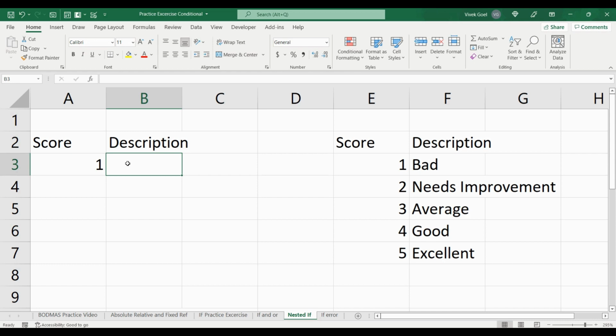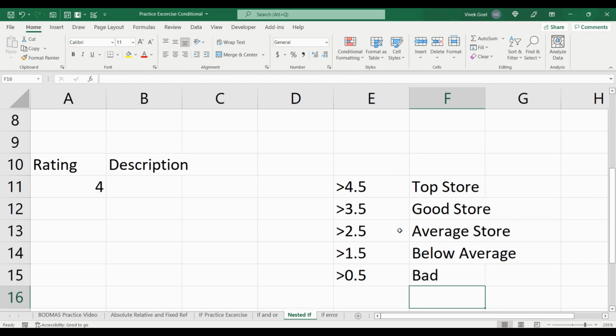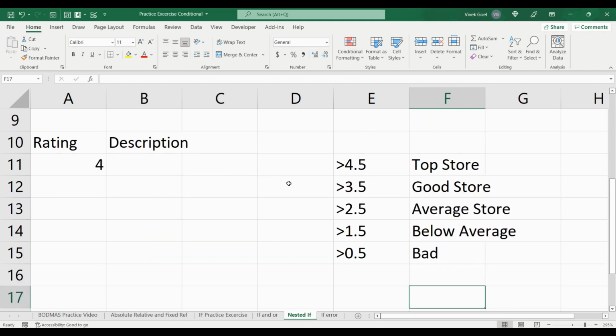Here if the score is 1, then we should display bad. If the score is 2, we should display needs improvement. If the score is 3, we will specify average, and so on. We have to solve this question again using both nested if and switch statement.